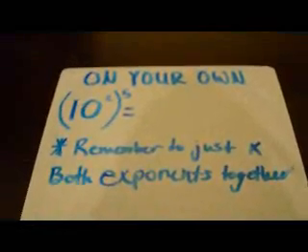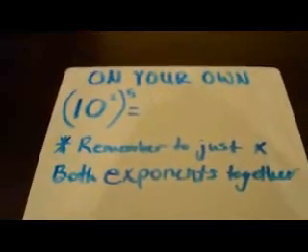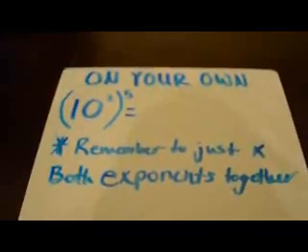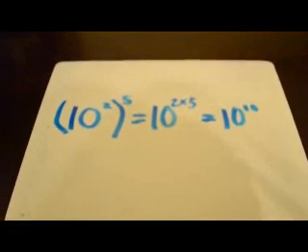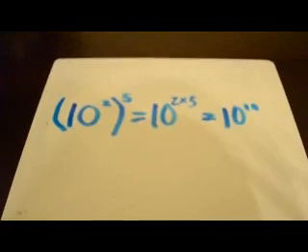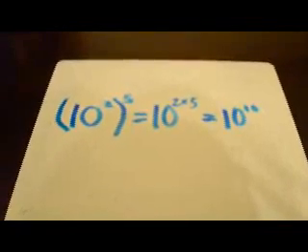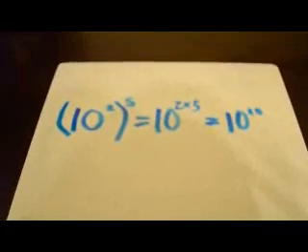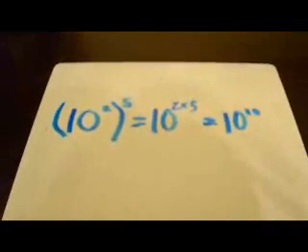Okay, so on your own, try this problem, 10 squared to the 5th power, and remember, all you have to do is multiply both exponents together to get your answer. Okay, so your answer was 10 to the 10th power, and you got that by multiplying the exponents 2 and 5, which equals 10. So your answer is 10 to the 10th power.